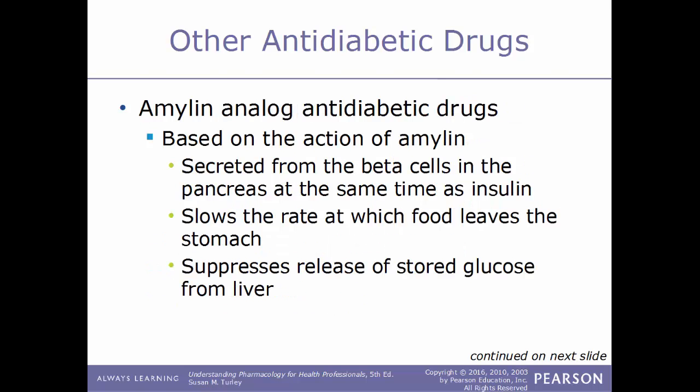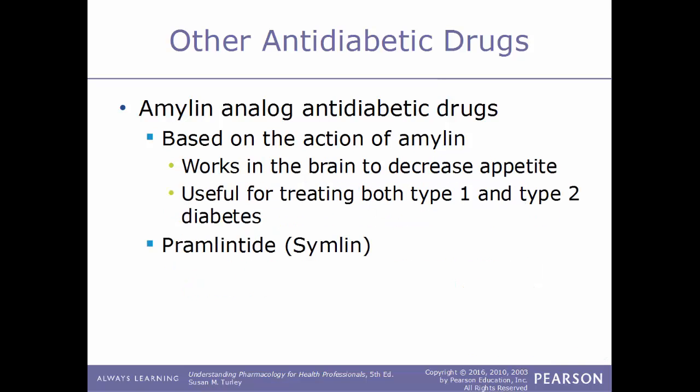Another class is amylin analog drugs. These are based on the actions of amylin. This is secreted from the beta cells of the pancreas at the same time as insulin, and amylin will slow the rate at which food leaves the stomach, and it also acts to suppress the release of stored glucose from the liver. These also work on the brain to decrease appetite. So these are useful in treating both type 1 and type 2 diabetes. An example of this kind of drug would be pramlintide, which is sold under the trade name Symlin.